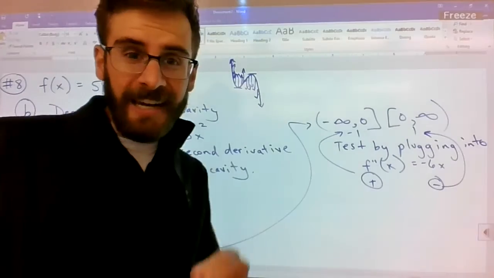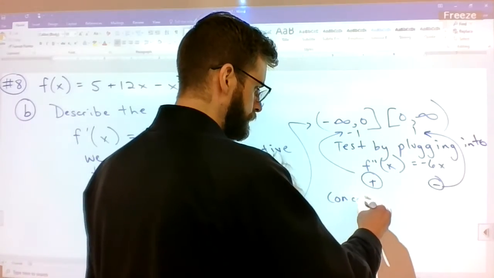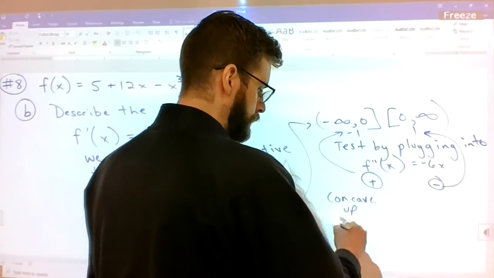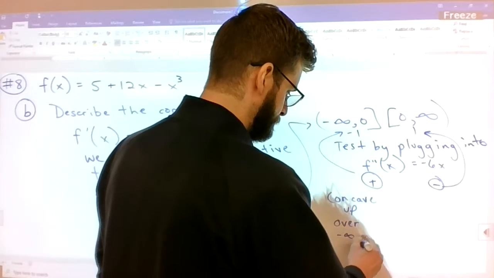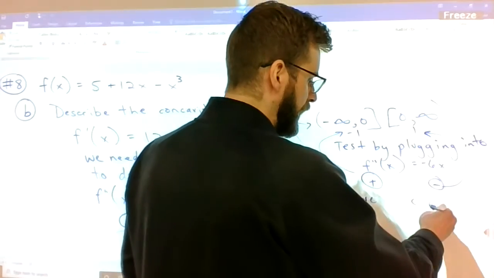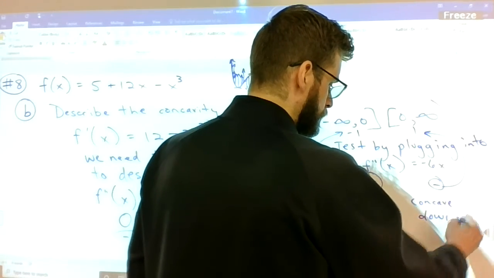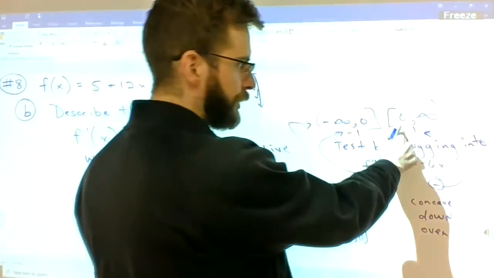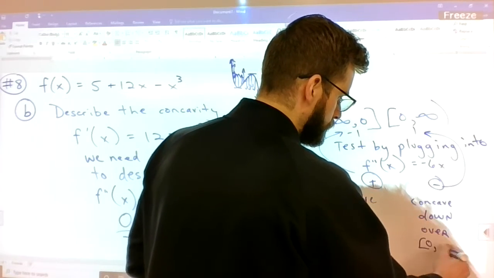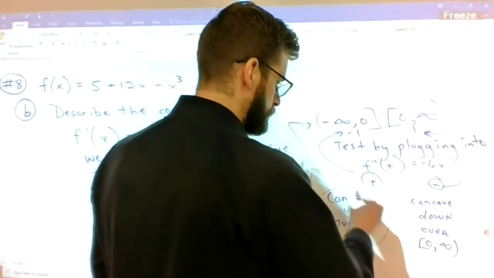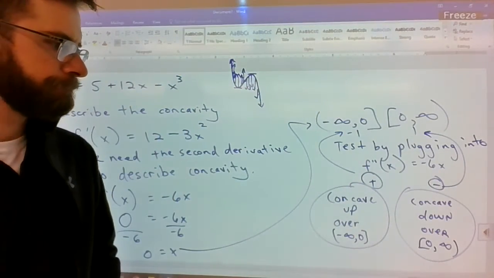So you are concave up over the interval negative infinity to 0. You are concave down over the interval 0 to infinity. So there's part B.